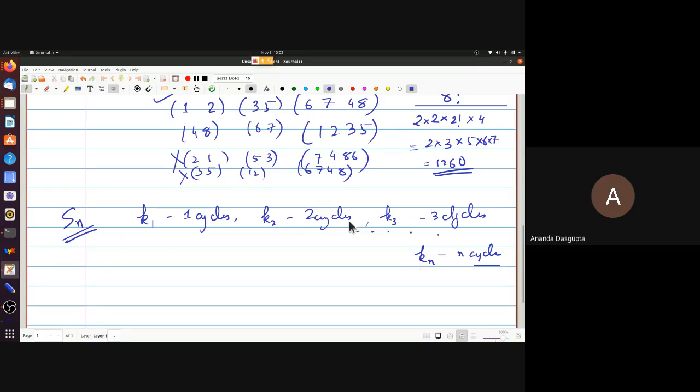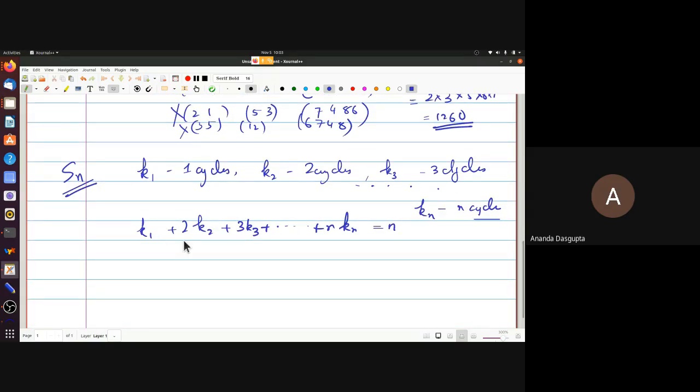So what is the connection between K1, K2, K3, Kn, etc.? They can't be independent of each other. If Kn is 1, for example, everything else has to be 0. The sum over i times Ki equals n. So it's going to be K1 plus 2K2 plus ... plus nKn equals n. That's the obvious connection, simply because this just counts the total number of elements. The number of 1-cycles, if that's K1, there are K1 elements in that. K2 number of 2-cycles takes 2K2 elements and so on. Overall, you have only n elements. So this is an equation which has to be followed.